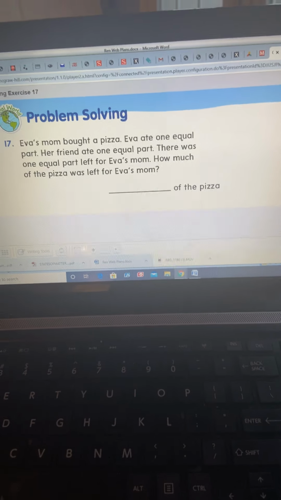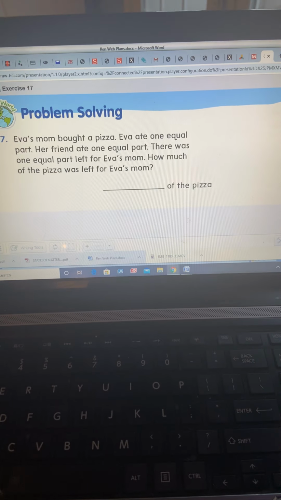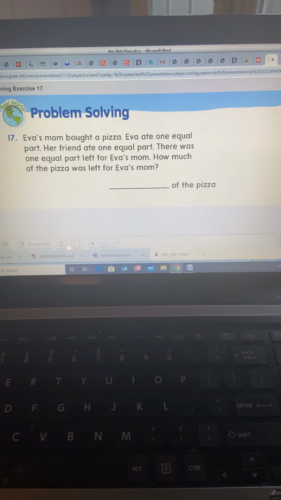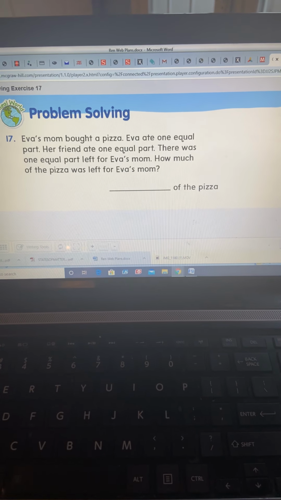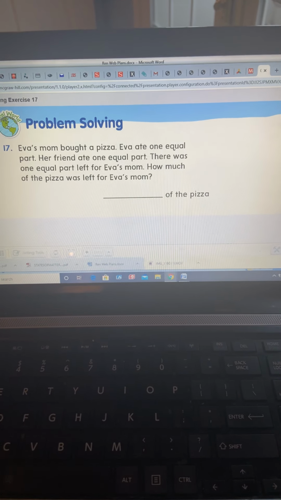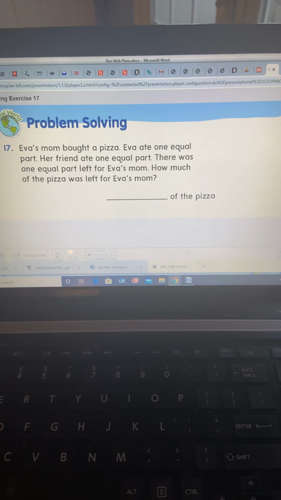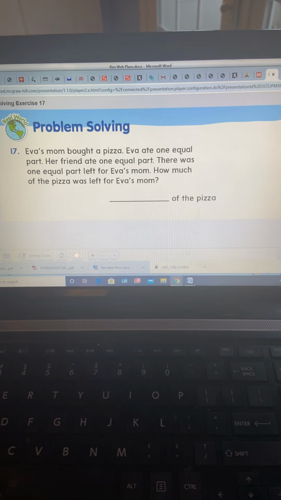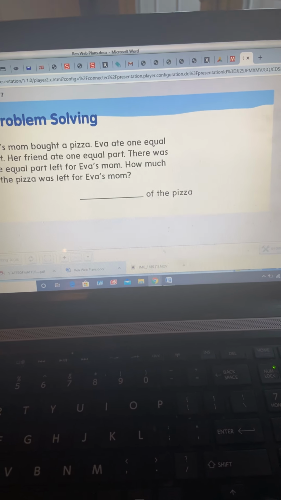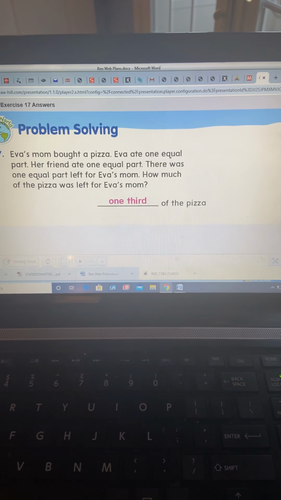Okay, let's try problem solving. We'll just do one of these and I'll let you do the rest on your own. Eva's mom bought a pizza. Eva ate 1 equal part. Her friend ate 1 equal part. There was 1 equal part left for Eva's mom. How much of the pizza was left for Eva's mom? So if Eva's mom had a piece, Eva had a piece, and her friend had a piece, how many pieces was it divided into? Divided into 3. So Eva's mom would have 1/3, 1 piece out of 3.